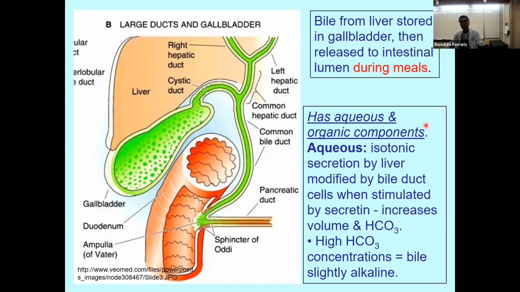And bile has aqueous and organic components. It's nothing new anymore to you. The aqueous component is relatively simple. Its main component is bicarbonate. So all of these secretions are bathed in a bicarbonate-rich fluid, and so bile is slightly alkaline in nature. And it's also partly regulated by secretin, so that it increases the volume of these secretions when secretin is around.